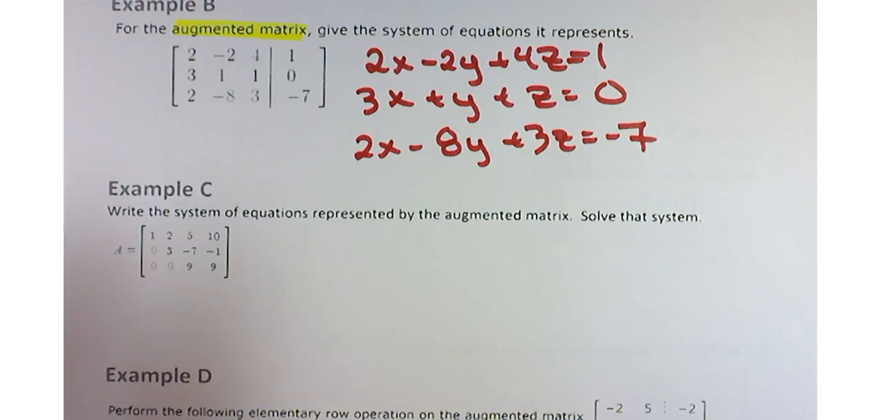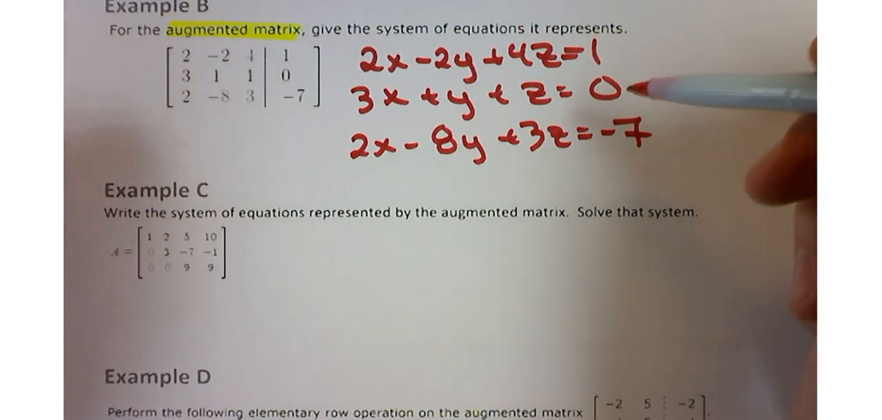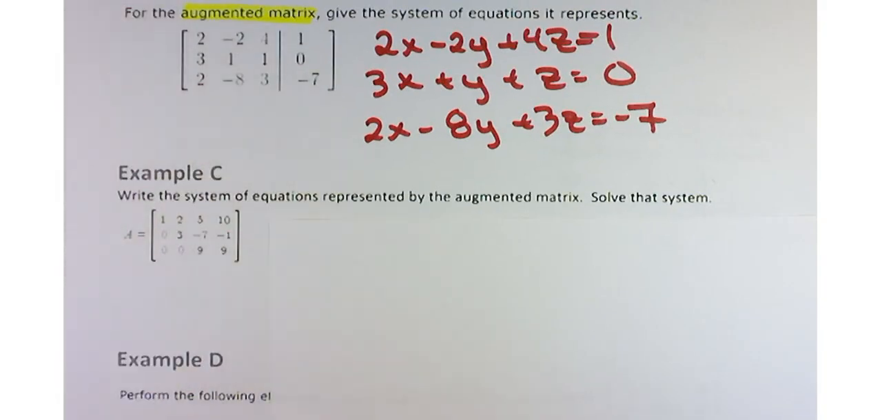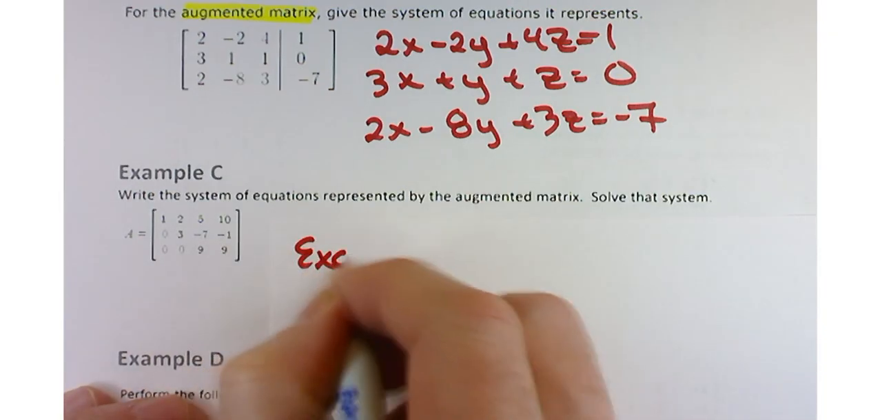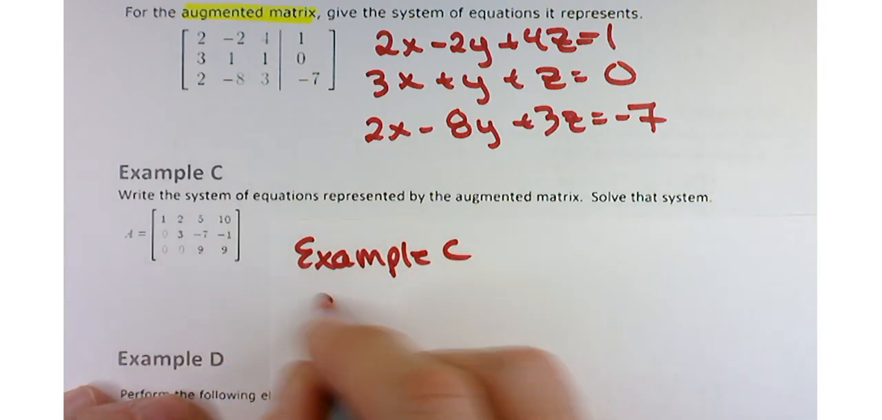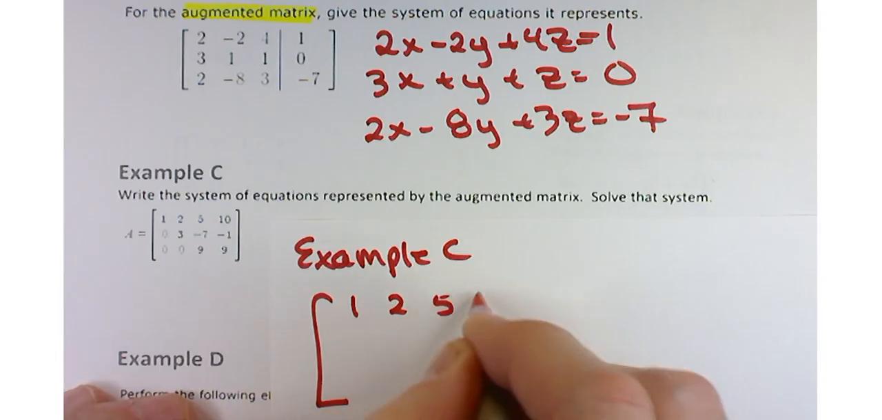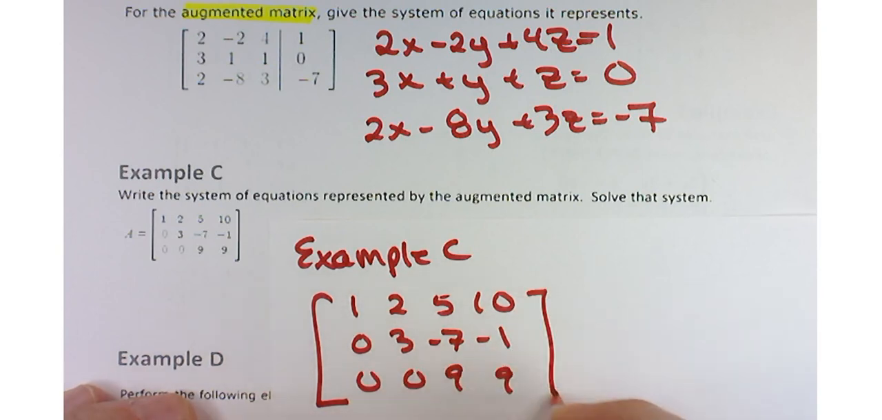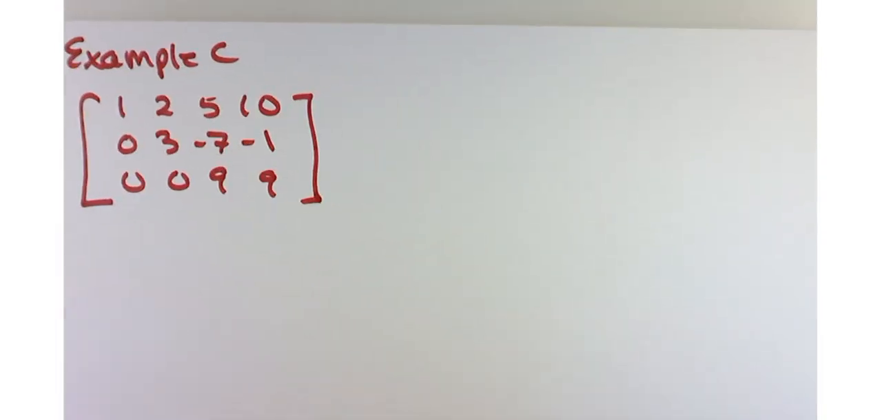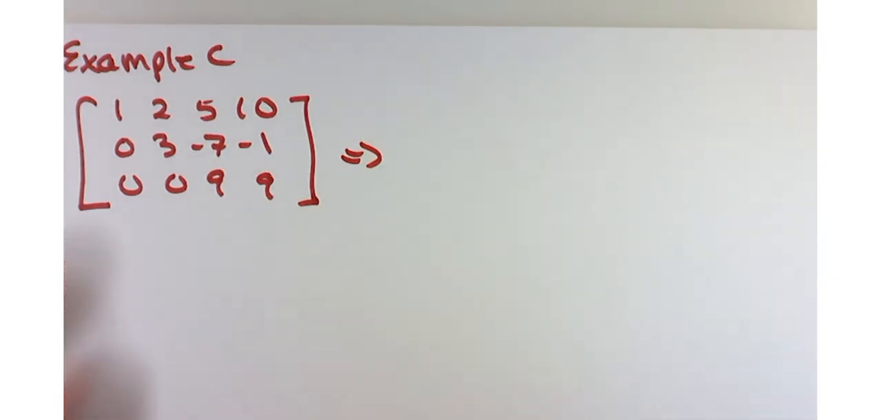Now, if we manipulate our matrices in the right way, we can make our augmented matrix look like this one right here. I'm going to move over to a different sheet to give myself some room. So this is example C: 1, 2, 5, 10, 0, 3, -7, -1, and 0, 0, 9, and 9. Let's look at what system of equations is represented by this augmented matrix, and then understand why it's nice to work with something like this.